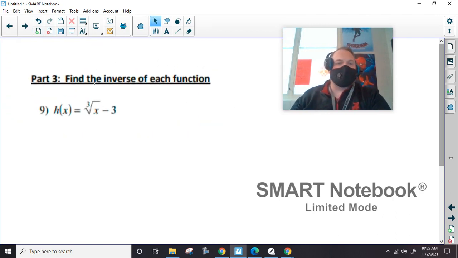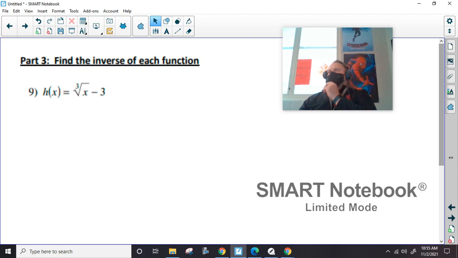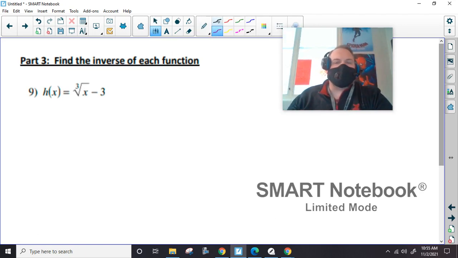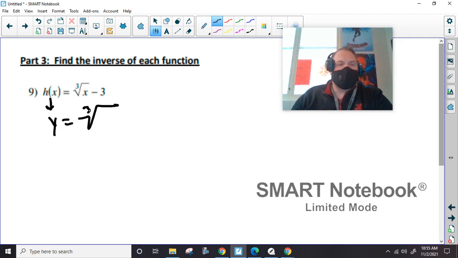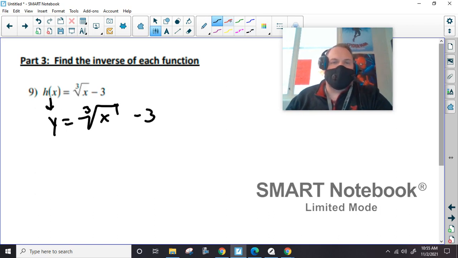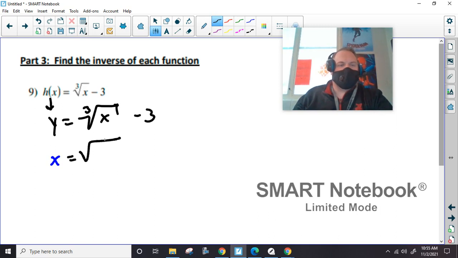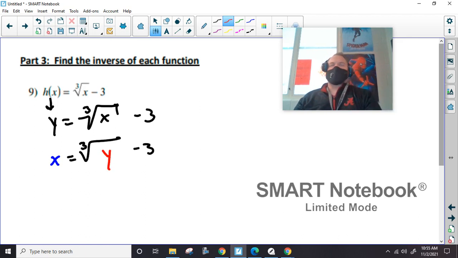All right. So now the questions like this on the test are put them in order. So the first thing you have to do is change this to a y. Okay. Then you have to swap x and y. And then after we do that, we solve for y.